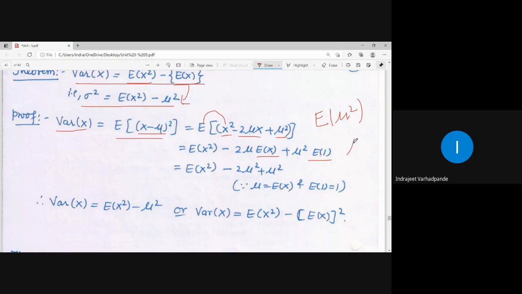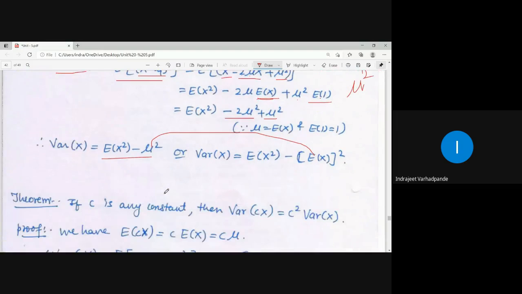Expectation of mu square will be simply mu square, because I have seen what expectation of k is. Expectation of k is simply k. So expectation of x is nothing but mu. Mu into mu is mu square. So minus 2 mu square plus mu square is minus mu square. So I am getting the result expectation of x square minus mu square. But what is mu? Mu is nothing but expectation of x. So what is the result? Expectation of x square minus expectation of x whole square.